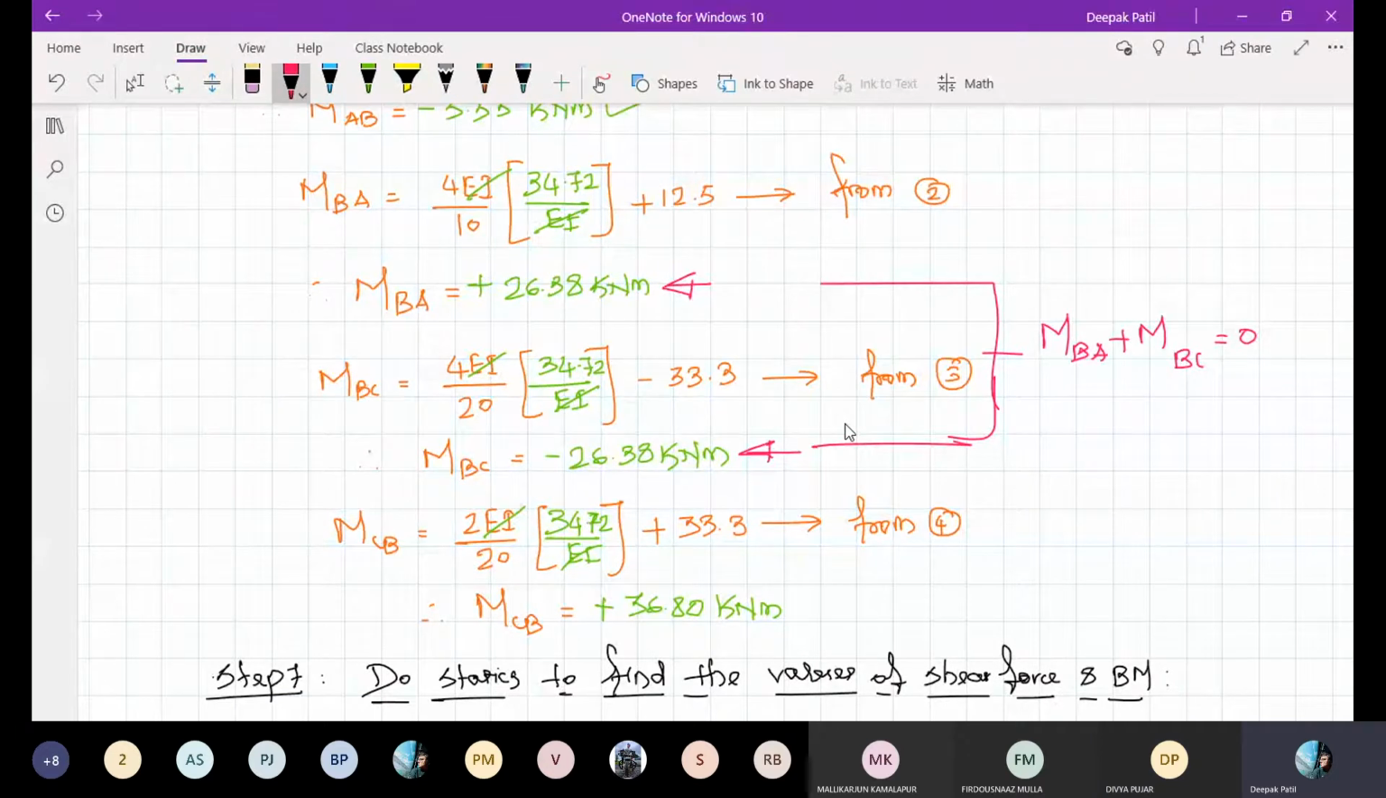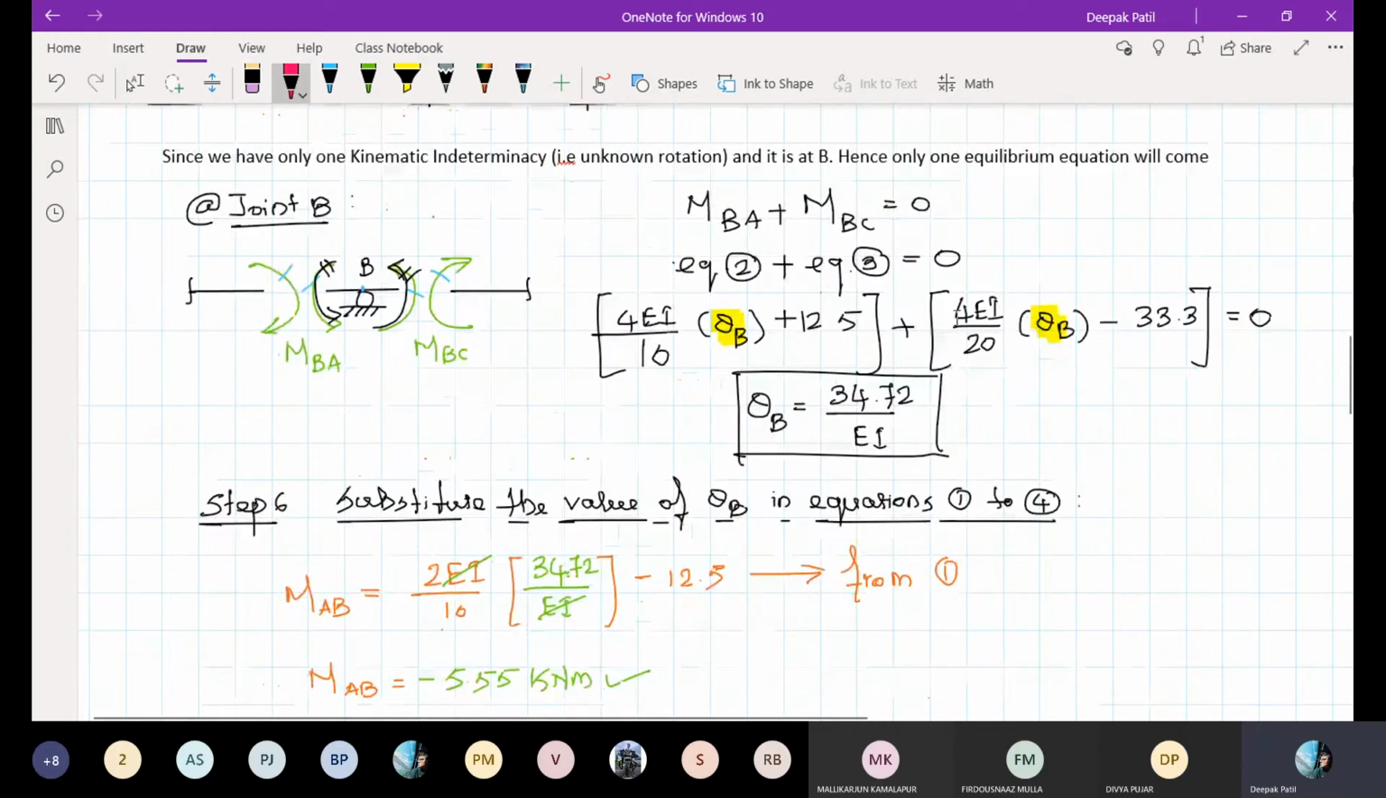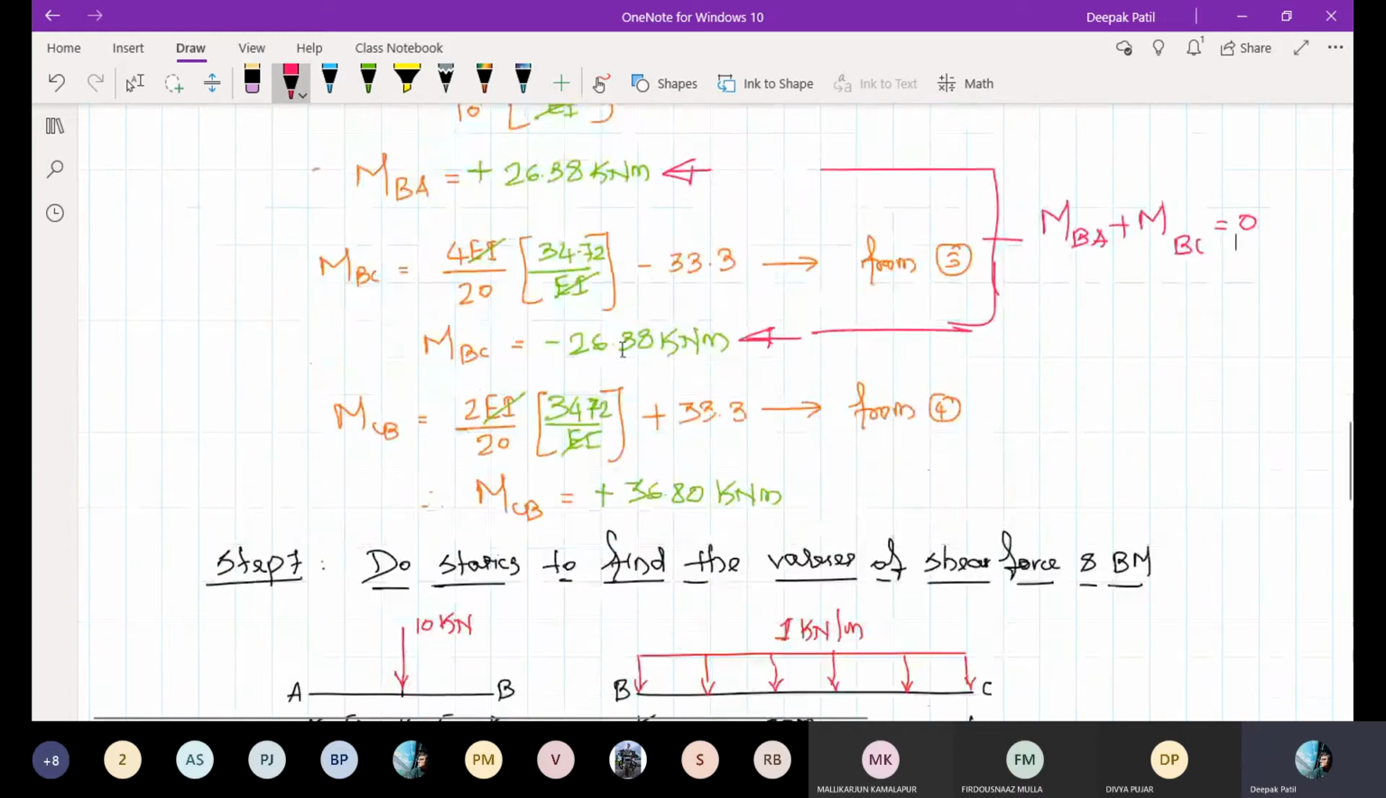If you are getting MBA plus 26.38 and MBC minus 10, and you add them, you're not getting 0. It means somewhere you have made a mistake. So you have to cross check like this. In your equilibrium equation you wrote MBA plus MBC equal to 0, and from the values also you should get MBA plus MBC equal to 0. Is that okay? Clear?